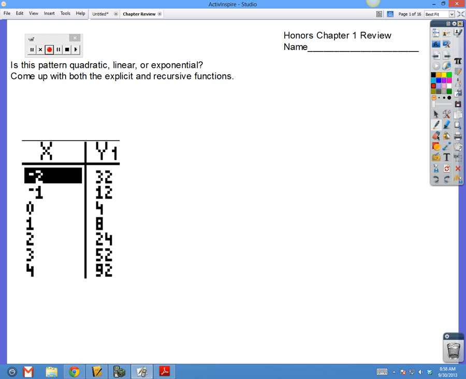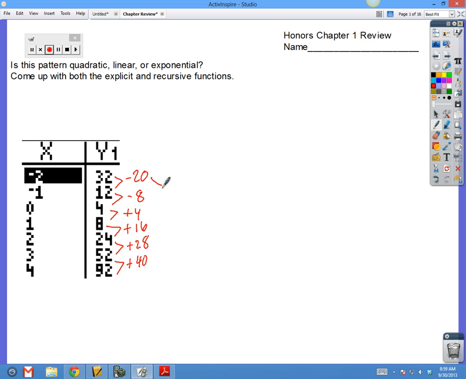Okay, to figure out if the pattern is quadratic, linear, or exponential, you've got to figure out how fast it's changing. 32 to 12 is going down 20. This is going down 8. This turns around and goes up 4. This turns and goes up 16. And then up, what's this, 28? And then up 40. Okay, it's not linear because it's not changing the same every single time.